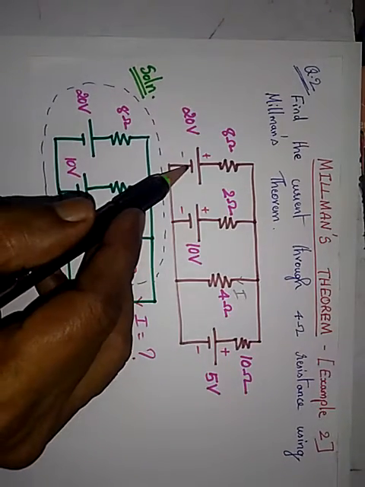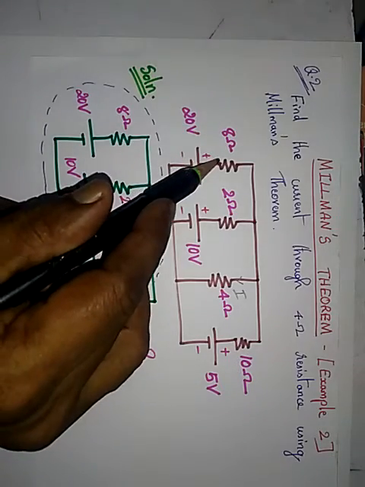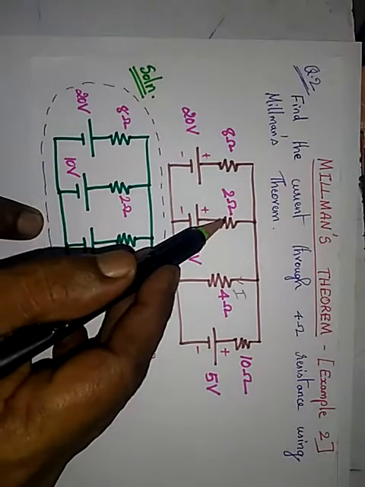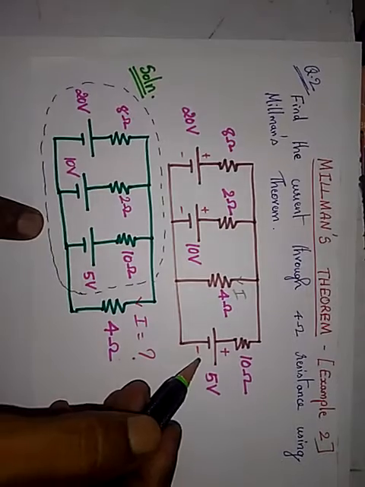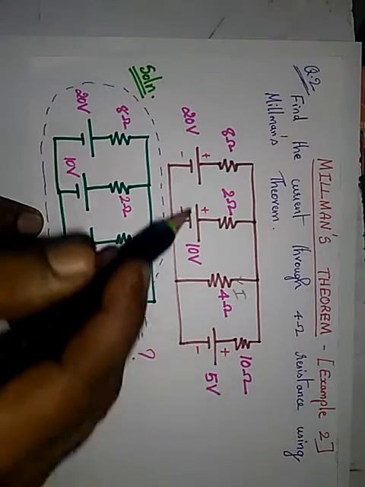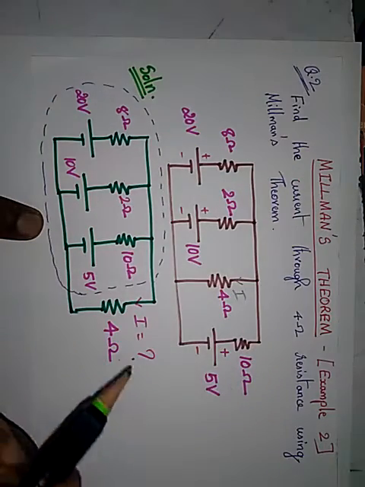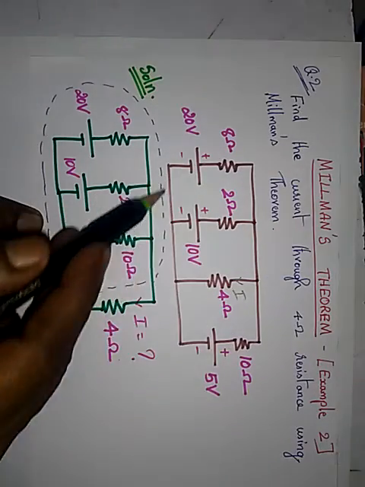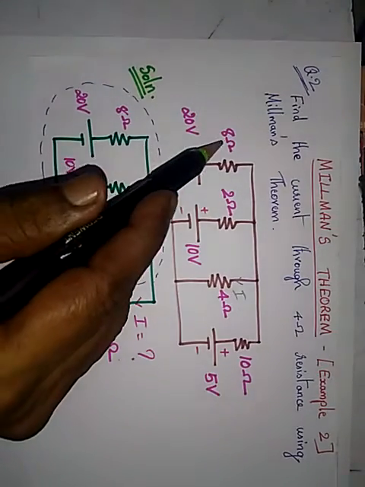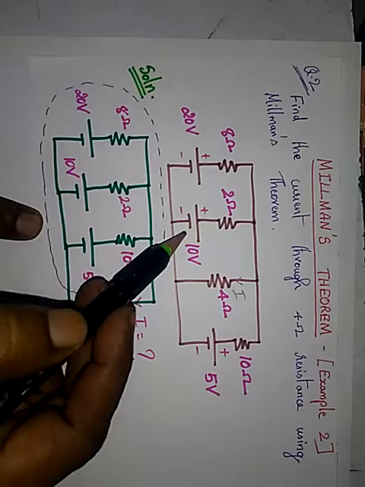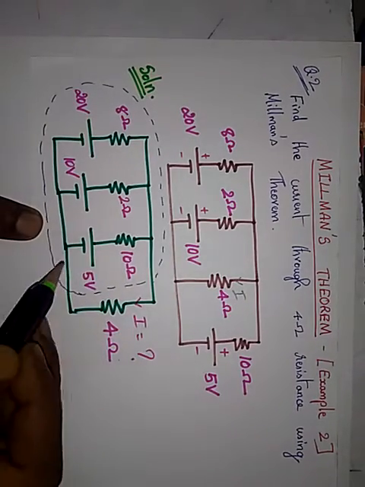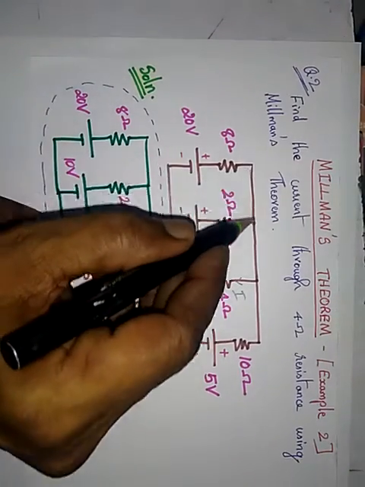Now you have a 20 volts battery with 8 ohms in series with it, 10 volts in series with 2 ohms, 5 volts in series with 10 ohms. See, all these combinations are connected in parallel. So we can redraw this diagram like this. That is 20 volts 8 ohms, 10 volts 2 ohms. This 5 volts can be redrawn because all are at the same potential.